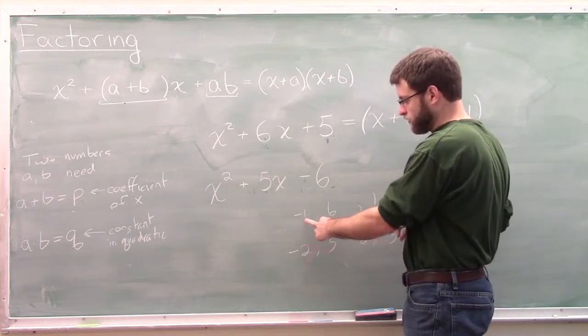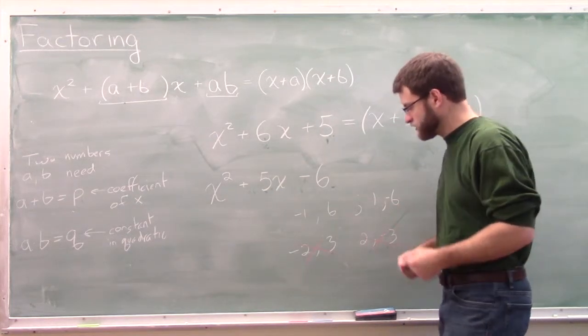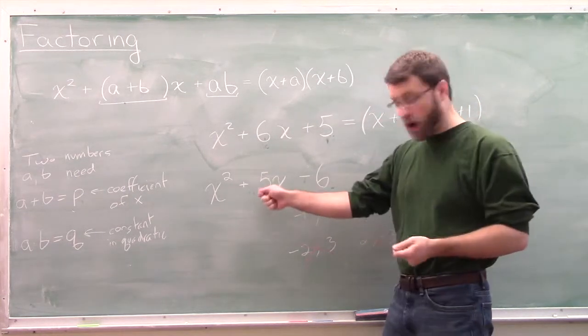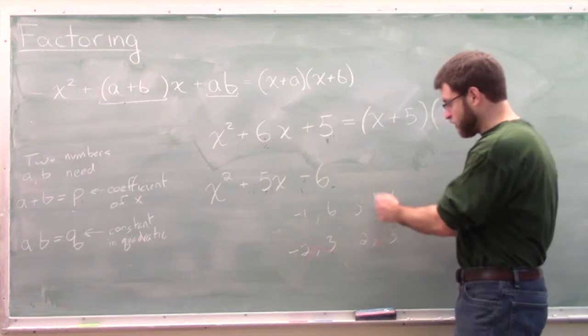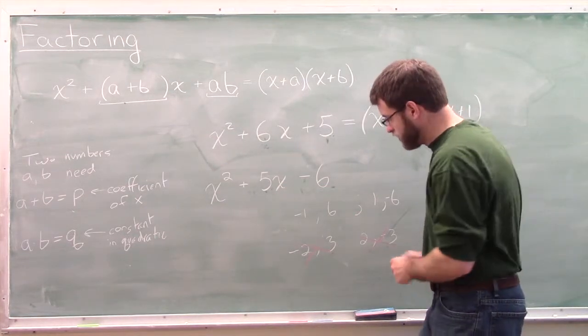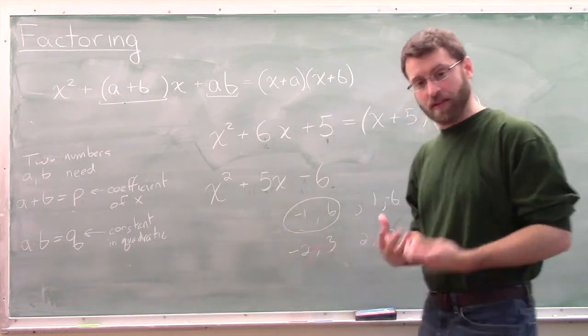That leaves us with these possibilities to consider. Negative 1 and 6 or 1 and negative 6. So if we add negative 1 and 6, we get positive 5. And if we add 1 and negative 6, we get negative 5. So it turns out that negative 1 and 6 is going to be the choice that we want. That's going to be the thing that factors properly.